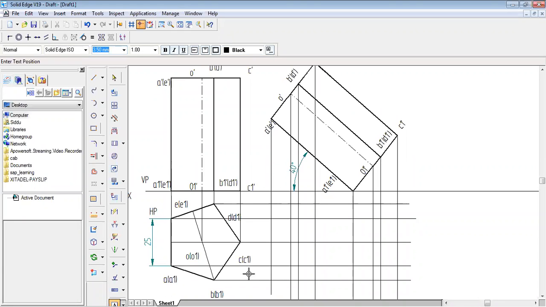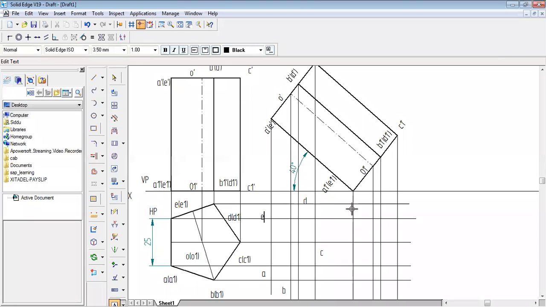So from here, A dash, A is here. So this is going to be your A. Similarly, this is your point B. Similarly, this is your point C. Similarly, it is D. This is going to be your D point. This is again your point E, right?